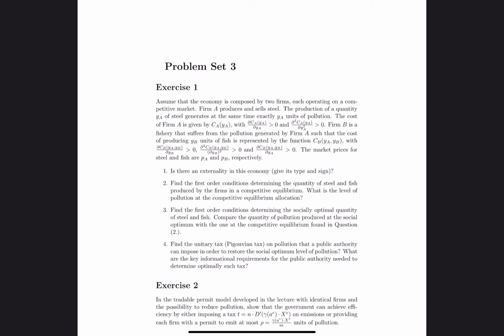I guess until now you have seen some slides on this topic in the lecture, and it is basically the topic of actions done by participants of a market which have a direct consequence on the utility or the profit or any objective function of other parties in the market. So this is the topic of externalities. And we will look at two different exercises on this topic within this problem set.